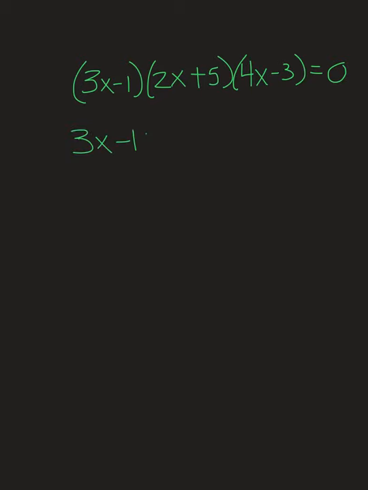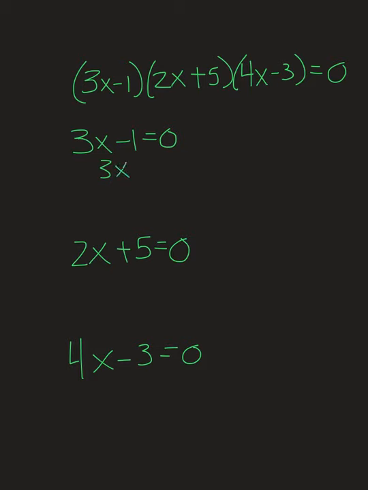What if there's 3 terms? What if it's 3x minus 1 times 2x plus 5 times 4x minus 3 equals 0? Just means you have 3 equations to solve. Solve that one. Solve that one. And solve that one. In the top one, add 1 to both sides. Divide through by 3. And you end up with x equals 1/3 as one of your possible solutions.